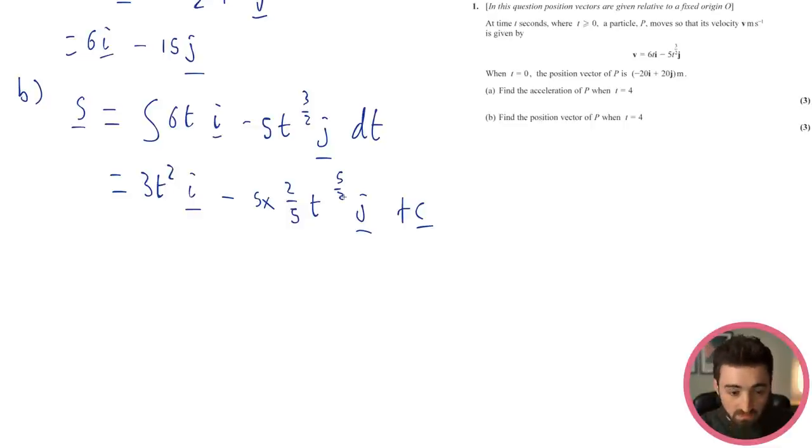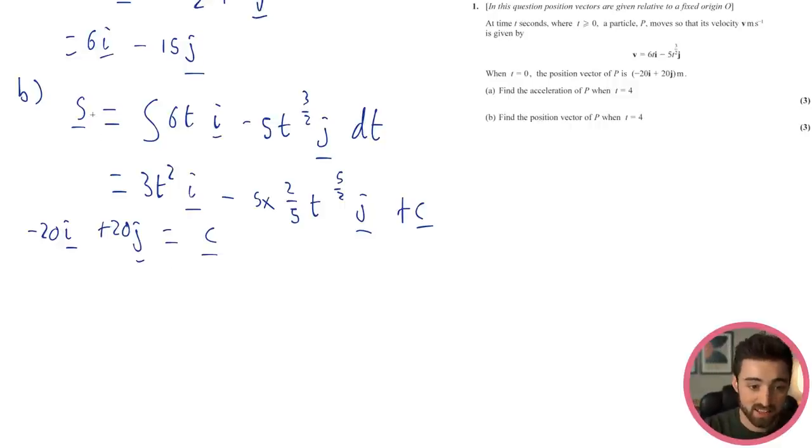Okay, so it's now just a case of saying, right, we need to get this c. Do we have any information that can let us get that? Well, we do, right? Because we know that when t equals 0, the position vector of p is that. So if I sub t equals 0 into here, set my s as this, minus 20i plus 20j, then I'll be sorted. So let's do the following. Minus 20i plus 20j equals, sub t equals 0 into here. That's going to go. So is this, which is lovely. So this c is just that then, isn't it?